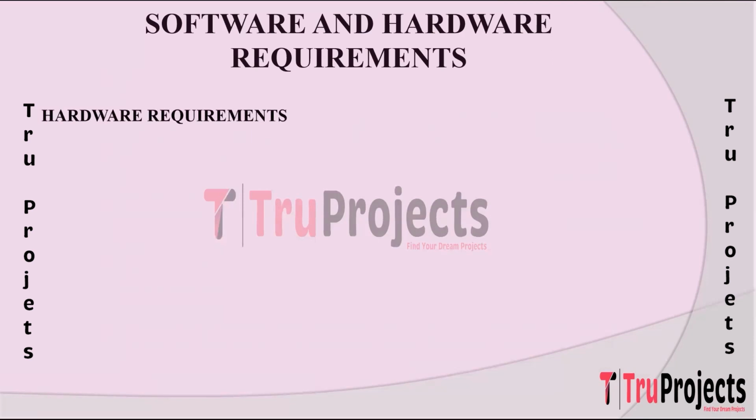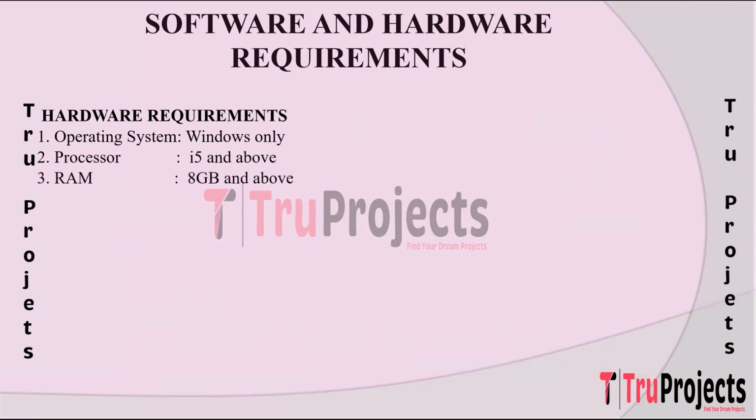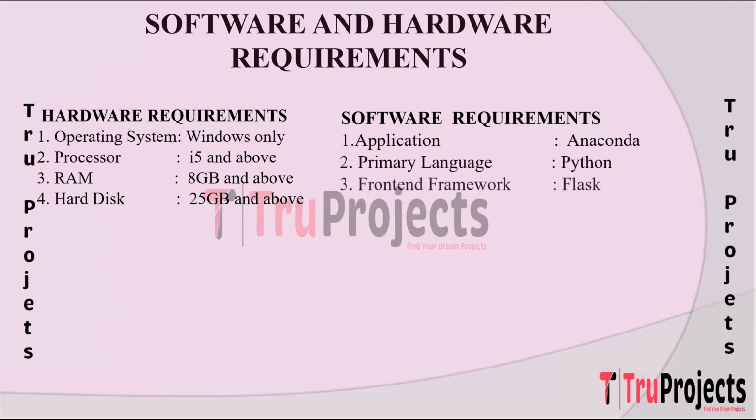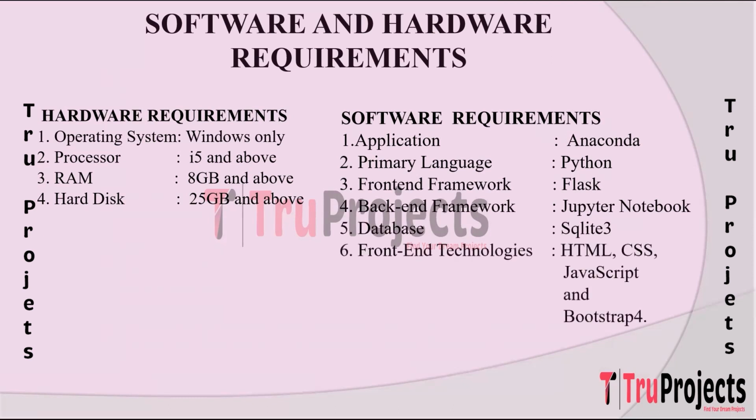Software and hardware requirements. Hardware requirements of the project are operating system of Windows, processor of i5 and above, RAM of 8 GB and above, hard disk of 25 GB and above. Software requirements of the project are: application is Anaconda, primary language is Python, front-end framework is Flask, back-end framework is Jupyter Notebook, database is SQLite 3, and front-end technologies used in the project are HTML, CSS, JavaScript, and Bootstrap 4.